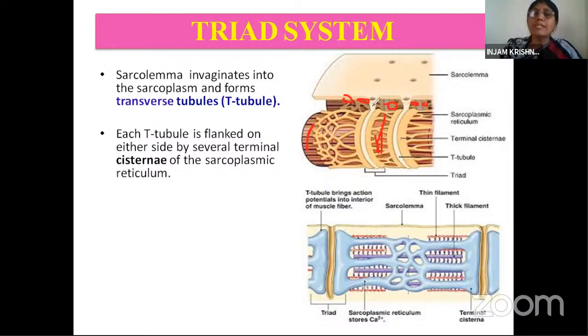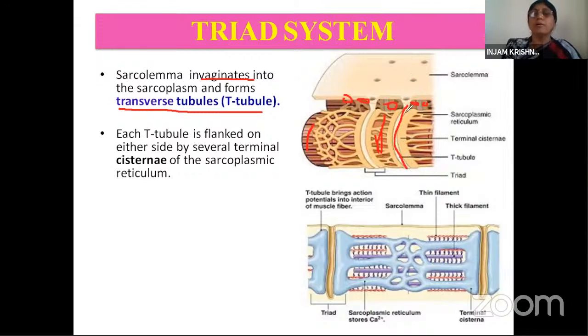Here, one special character is there. What is that special character? Sarcolemma invaginates. This is the invagination. Invagination means going deep. It invaginates into the sarcoplasm and forms transverse tubules. Transverse tubules, this is not longitudinal. It is a transverse tubule.